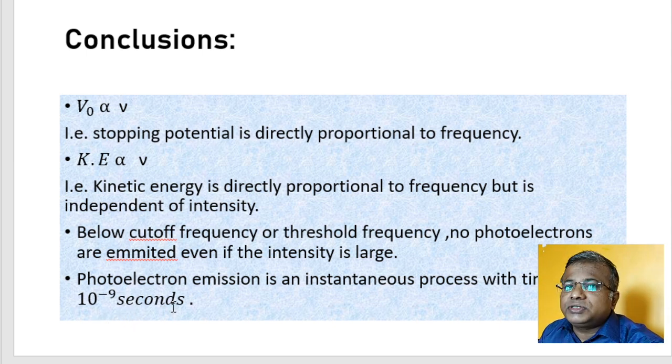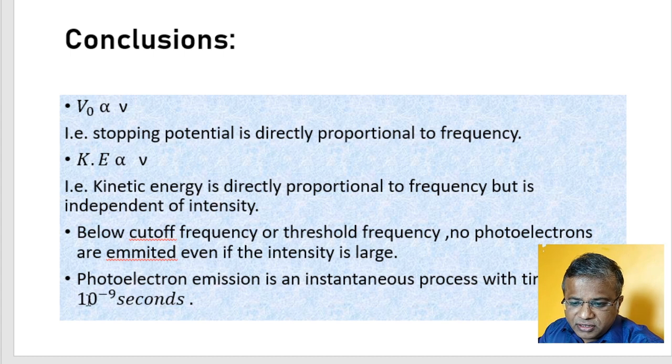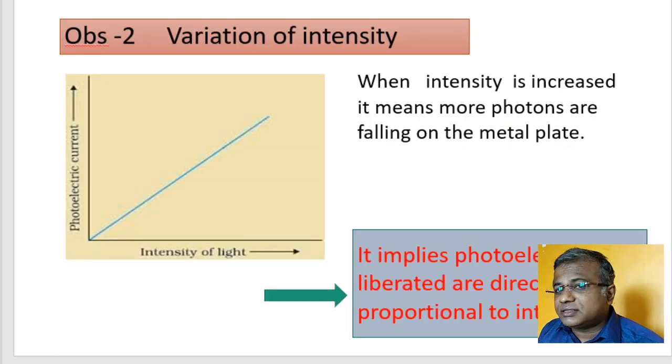So normally a 5 mark question is asked. If you see earlier question papers, a 5 mark question is asked: mention the observations in photoelectric emission. So in those 5 marks, the first thing you will tell is that photoelectric emission is an instantaneous process. The second important point you will be writing is about this threshold frequency, that there is a minimum frequency which is known as threshold frequency, and then work function is given by W is equal to h mu naught.